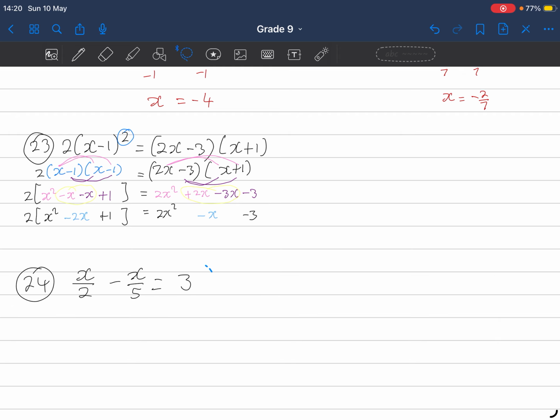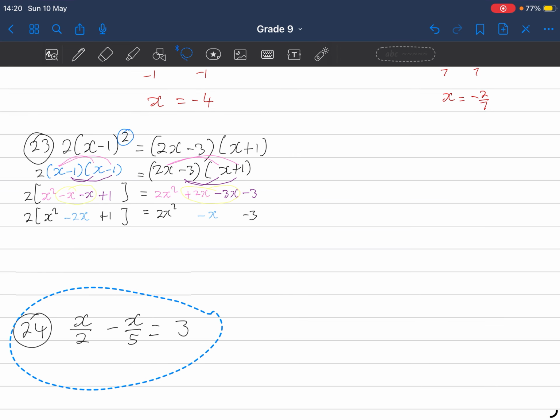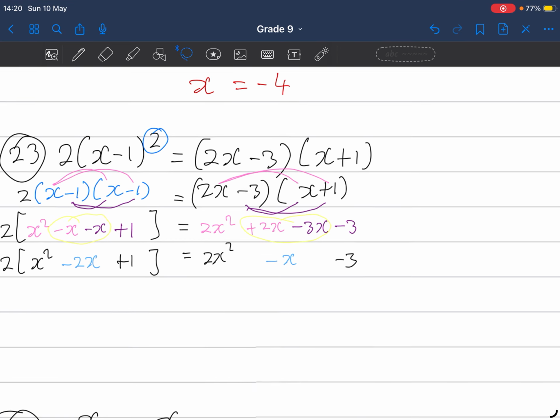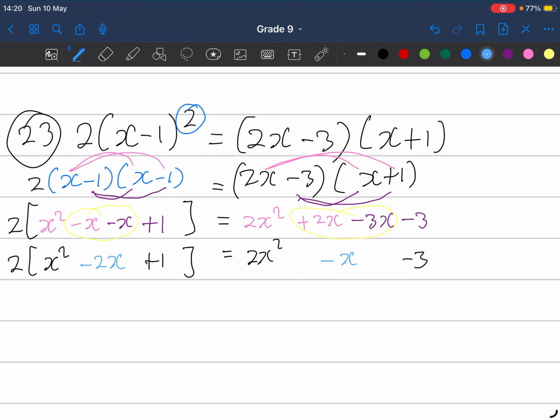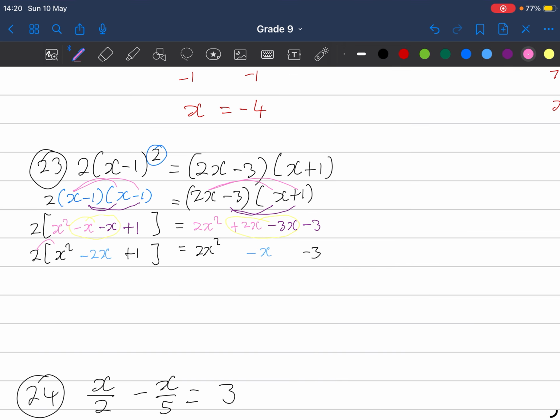We're then going to distribute the 2 into the brackets. So there, and there. So this will become 2x squared minus 4x plus 2, and that's equal to 2x squared minus x minus 3. Now we're moving things across.